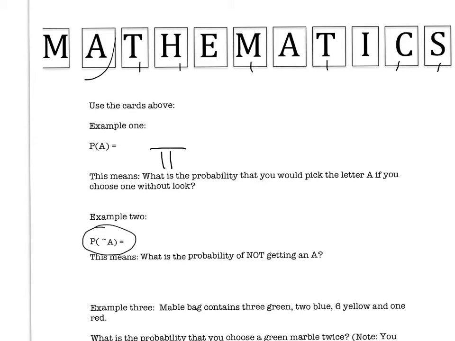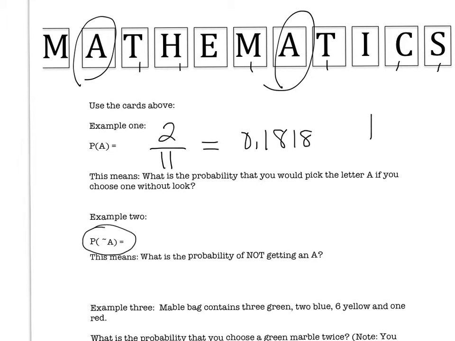And then how many A's? Well, you have 1, you have 2. So it's a 2 out of 11 chance. If we wanted to write the fraction as a percent, it would be equal to 0.1818. So it's about an 18% chance that you would pick an A.